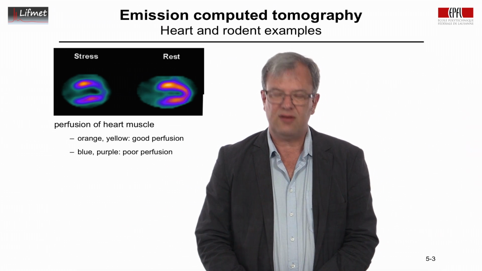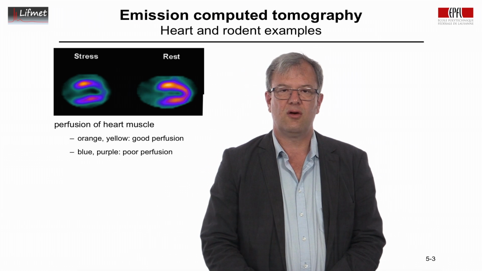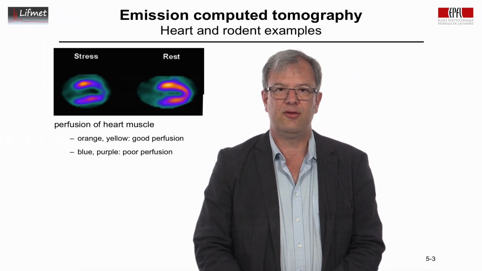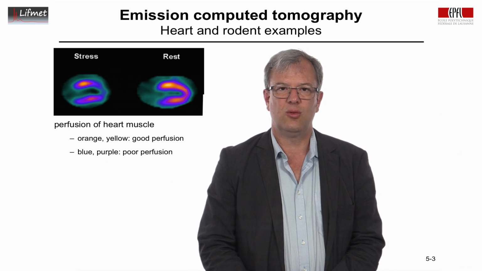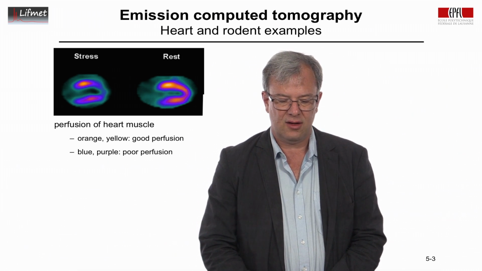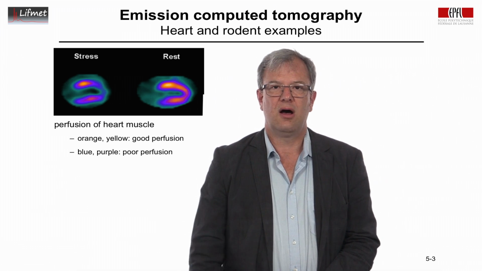So these are some examples of such a heart scan. We have under stress and under rest, and it is pseudo-colored, so if it's orange and yellow, it means good perfusion. If it is blue or purple, cold colors, then it means poor perfusion in this scan. So we can very easily depict heart function.